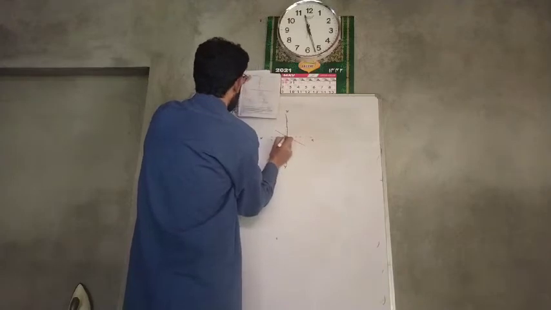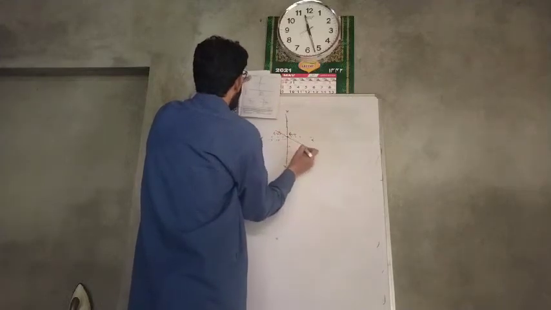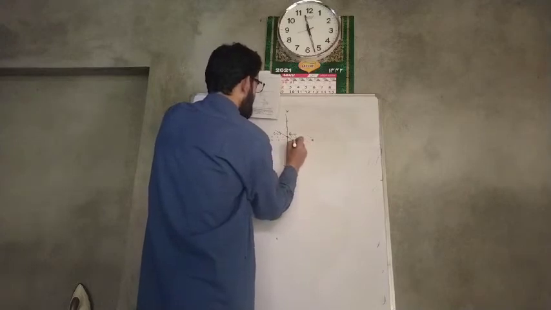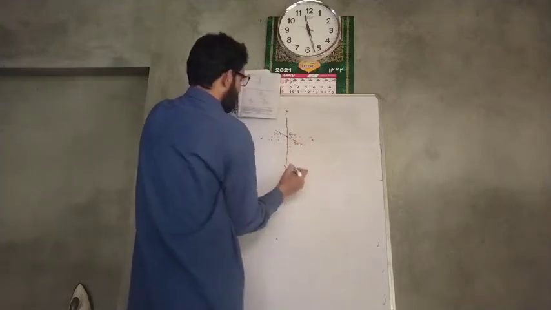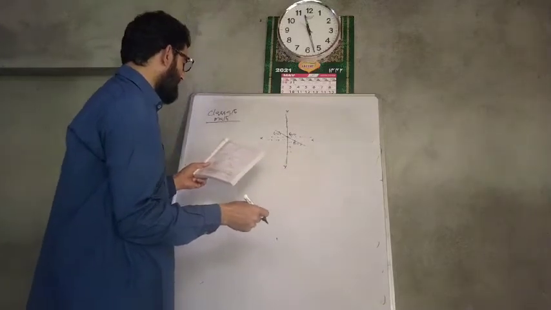So one value is 0, 0. The second value is -1 and +1, this is -1, +1, and this is 1 and -1. Now we have to check the choices to see whose graph this is.